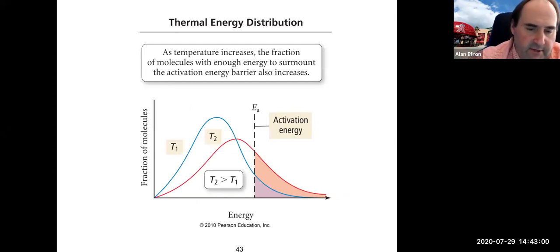And that's what this graph shows. Again, T1 and T2, where T2 is a higher temperature, which is the red line. Here is the activation energy. When we reach the activation energy, we can see under the red line that there's a greater amount of reactants or molecules that have enough energy to get up and over the other side, as opposed to, I'll go over it a little so you can see it, the lower temperature, where there's a much smaller proportion of molecules that have sufficient energy to get to the other side.